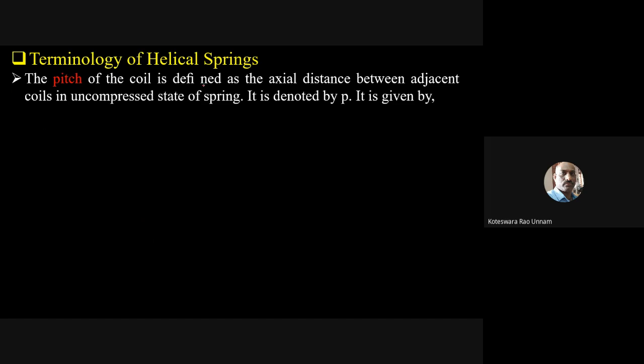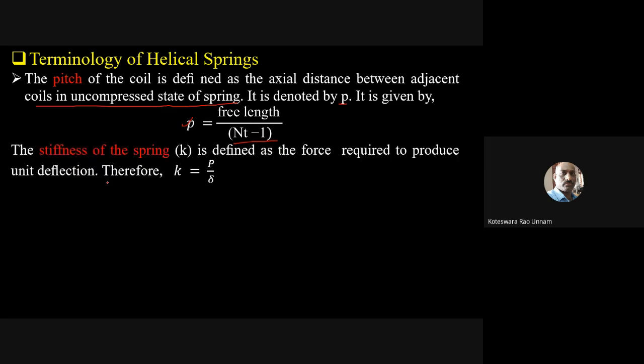The pitch of the coil is defined as the axial distance between the adjacent coils in the uncompressed state of the spring. That means when the spring is at its free length, if you measure the axial distance between two adjacent coils, that distance we call the pitch of the coil, and it is denoted by p. It is given by free length divided by NT minus 1, where NT is the total number of coils. Because you are taking a pair, you need to take NT minus 1. So free length divided by NT minus 1 will give you the pitch of the spring.